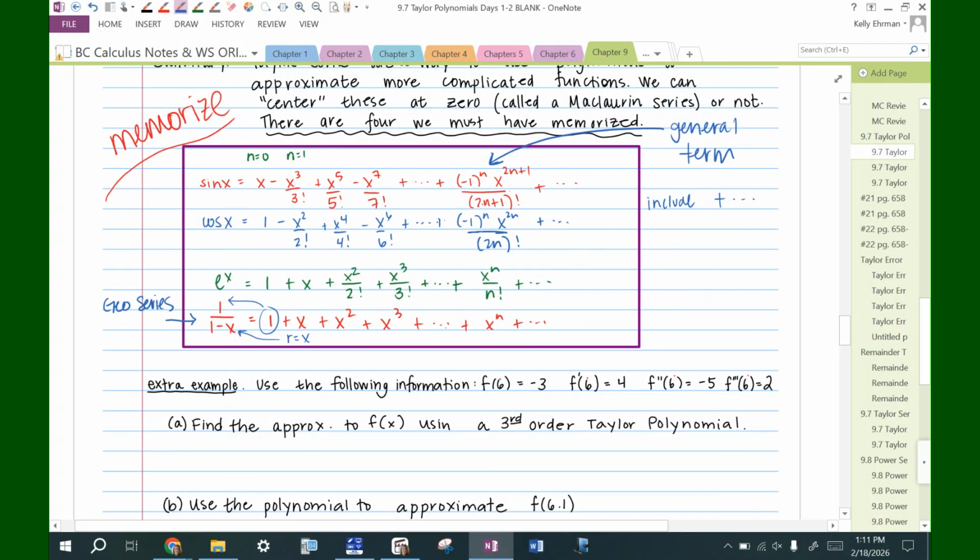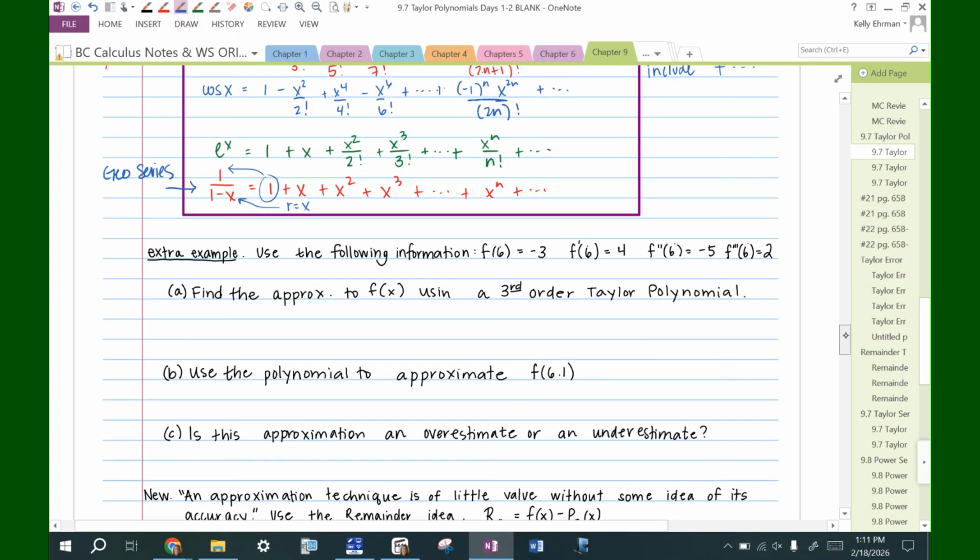The reason we memorize these is because eventually we will be figuring out, well, what is the Taylor polynomial for x times sine of 2x divided by 4? We'll have to figure out what that is, and we will just build upon what we have here instead of going through the long way of finding all these derivatives and doing really complicated things. So memorize those. We will use them a lot. Okay.